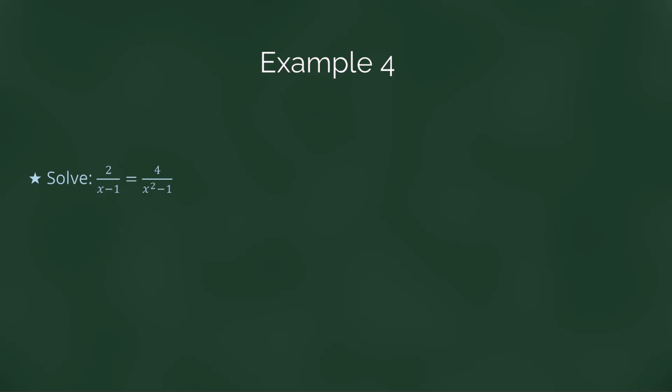Okay, let's take a look at one more example, and this one is fairly straightforward, but it's hopefully going to demonstrate for us why we have to check our restrictions. So let's start by factoring. Notice that the denominator on the right-hand side is not factored, so we're going to factor that as x plus 1, x minus 1, since it's a difference of squares.